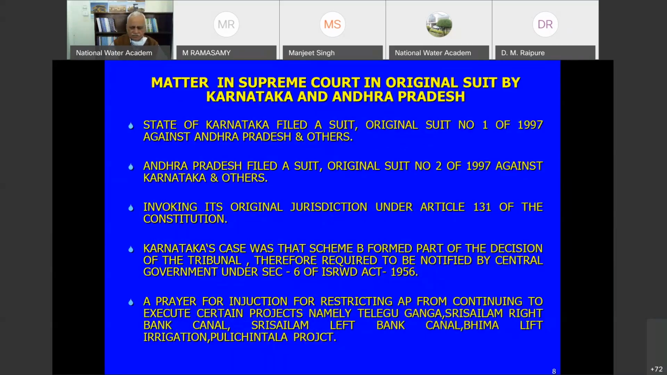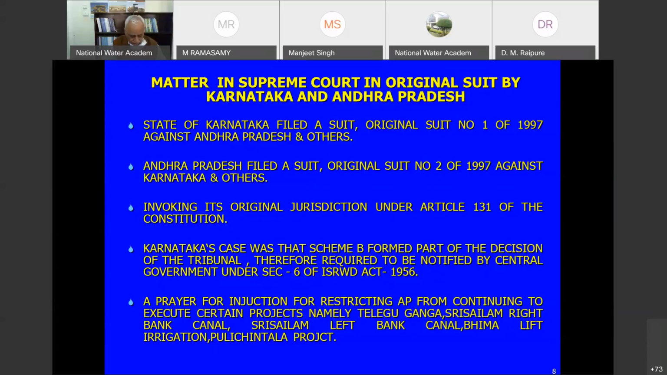While KWDT 1 decision has come in force in 1976 and its decision was out, there was some rethinking at the Government of India level, and in 1980 an amendment was made by introduction of clause 6A under section 6 of the Interstate Water Dispute Act 1956.